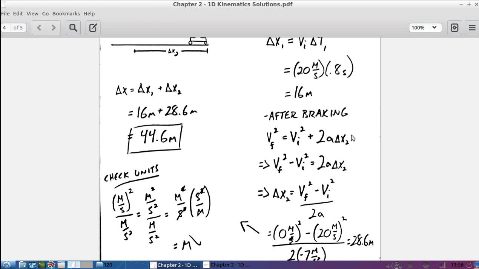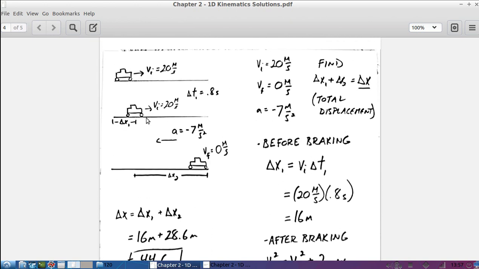Braking, we're looking for how far the car travels while it's braking. Final velocity is 0. It's going to come to a stop. That initial velocity is the 20 meters per second that the car was traveling. I know the acceleration, right? So this equation is going to be useful for me. So I'm going to solve for delta x2. Why am I calling it delta x2? Because I've got two displacements. Delta x1, which I just solved for, 16 meters. Delta x2, the displacement while braking.